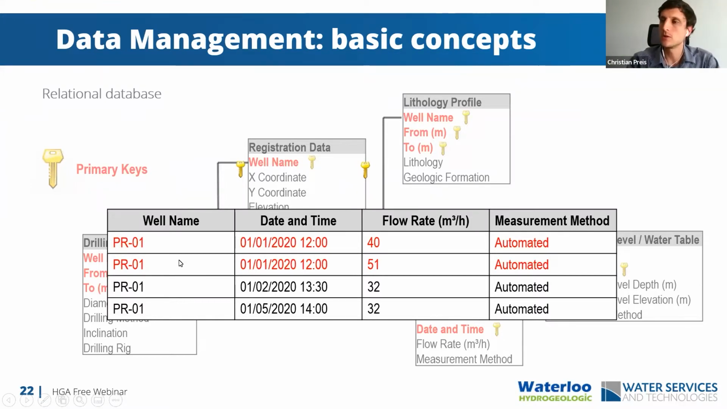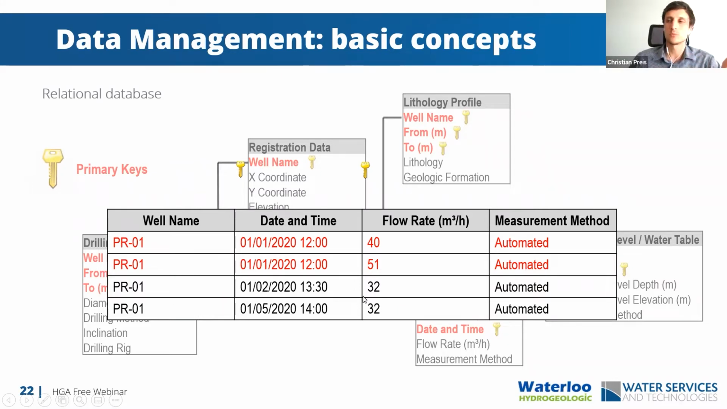We would try to import the data in the database, and it would tell us, no, you cannot import this data because you have two different measurements for the same date and time. For the last two data here, it's okay. I have the same flow rate, but that's okay. I can have the same flow rate for a different date and time.